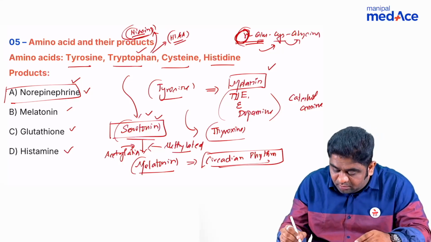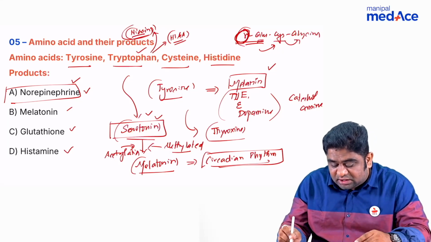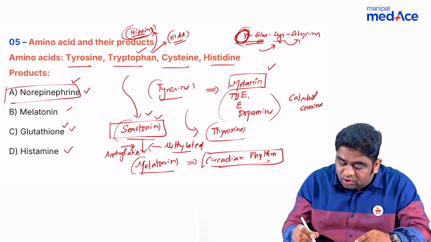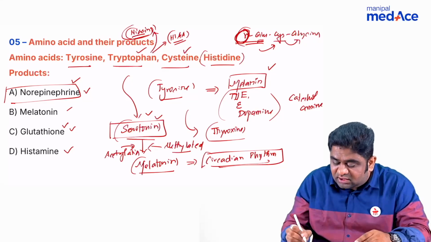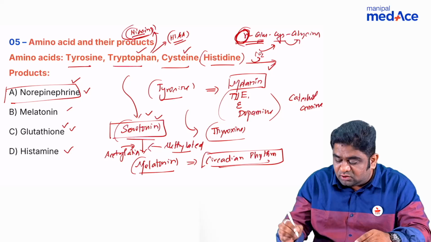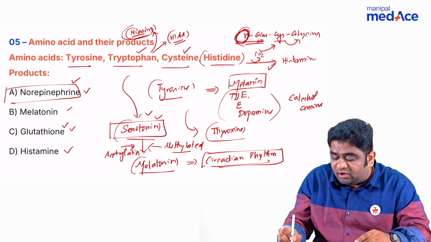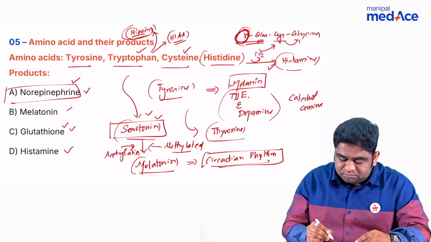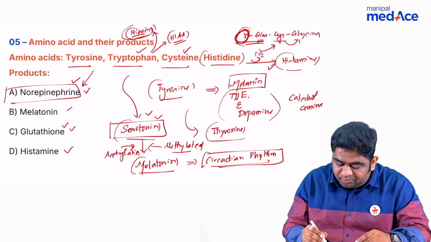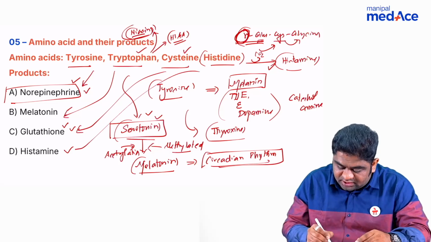Glutathione is formed from gamma glutamyl cystinyl glycine. So we go for glutathione for cysteine. And histidine is an amino acid. When this is undergoing decarboxylation using pyridoxal phosphate, it becomes histamine. Histamine is a mediator of allergy. So please remember, tyrosine, norepinephrine, tryptophan, melatonin, cysteine, glutathione, and histidine, histamine.